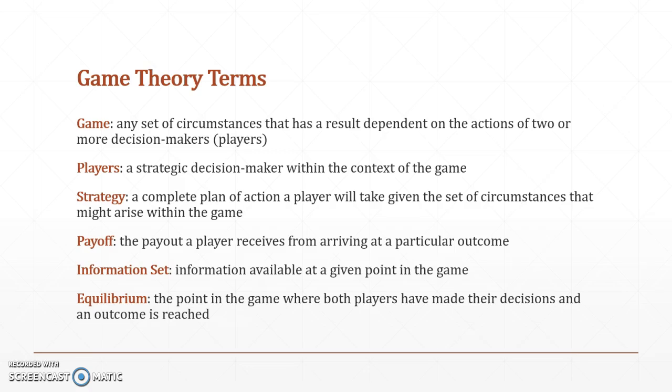Then within each game they have a payoff, and that is the payout that a player receives from arriving at a particular outcome. And then we have an information set, which is the information available at any given point in the game. And then there finally is the equilibrium, which is the point in the game where both players have made their decision and an outcome is reached.